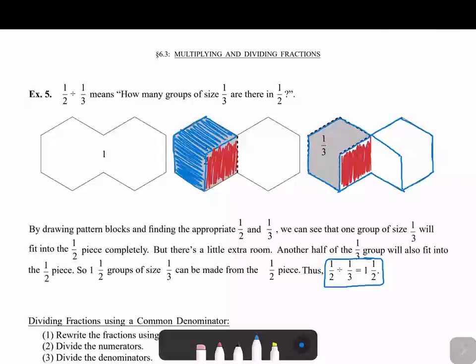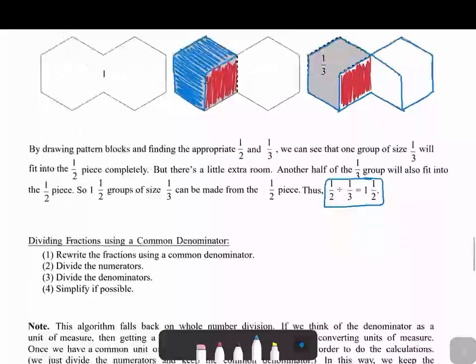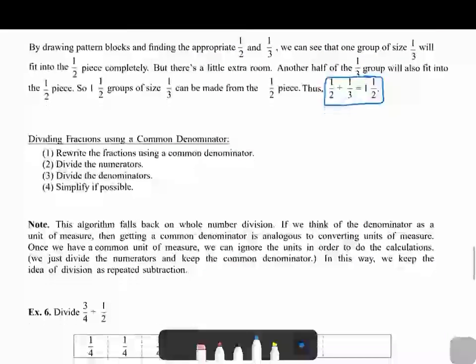Okay, so now we're going to look at an algorithm of how to divide fractions using a common denominator, because there's a difference between dividing fractions that have a common denominator and fractions that don't have a common denominator.